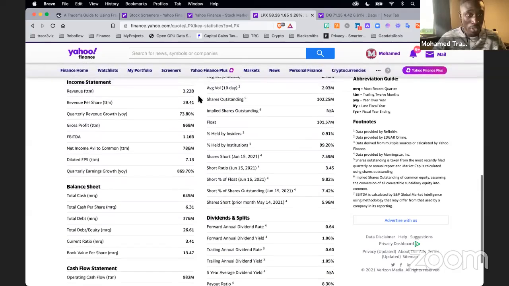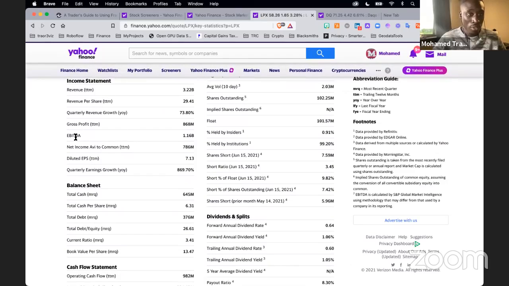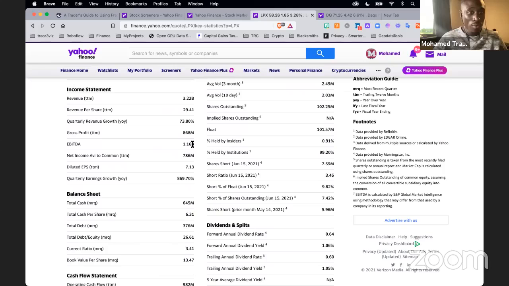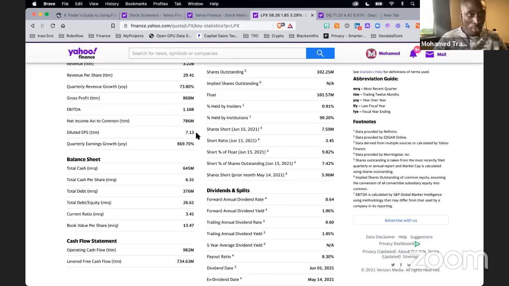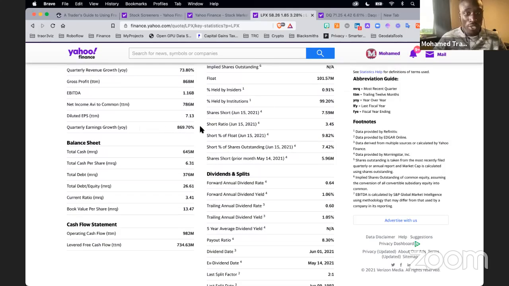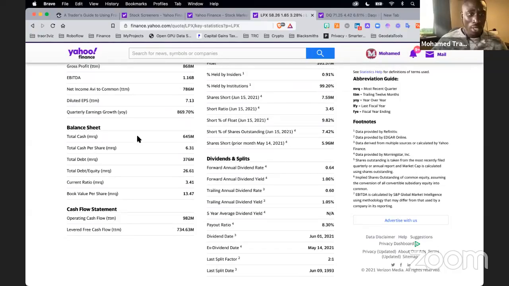Gross profit, 868 million. Earnings before interest, taxes, depreciation and amortization, EBITDA, very important number, especially knowing that they have a positive EBITDA and it's 1.16 billion. That EBITDA is just under a third of the revenue. Diluted EPS, quarterly earnings growth year over year, 869%. So one, it's because of the huge housing boom. Two, materials prices increase, but also as the economy has been opening up, COVID and everything, they're just bringing in even more money from that.